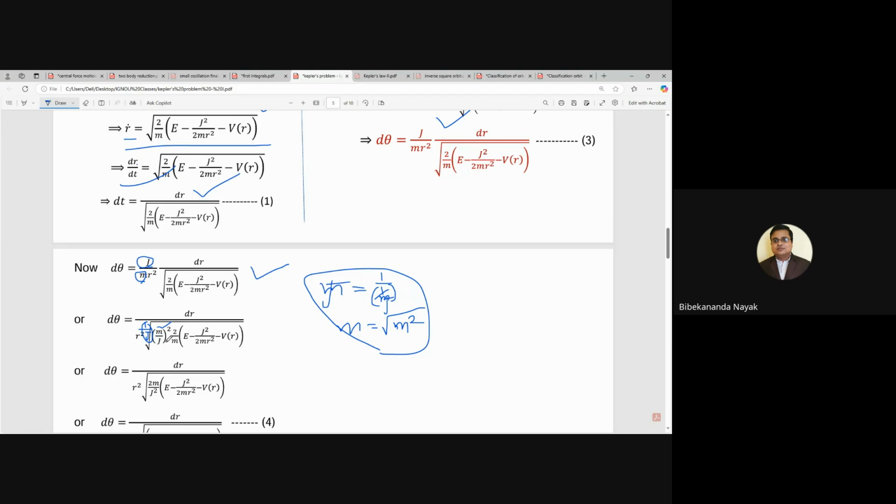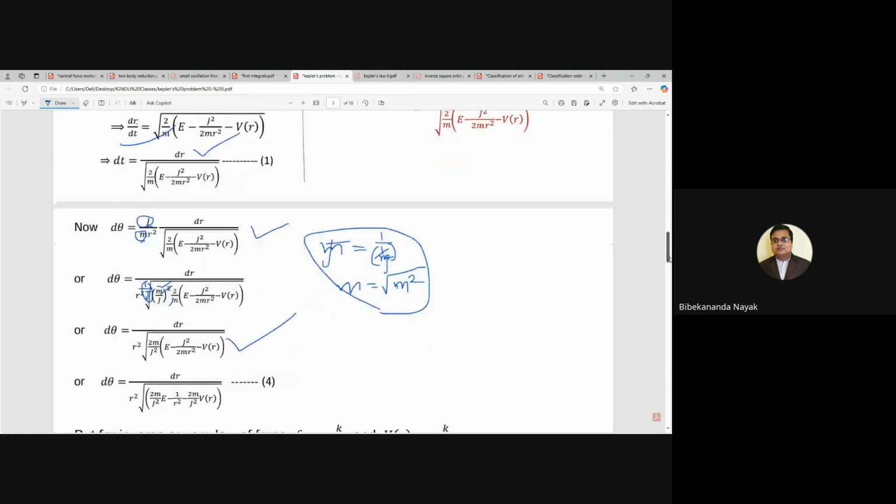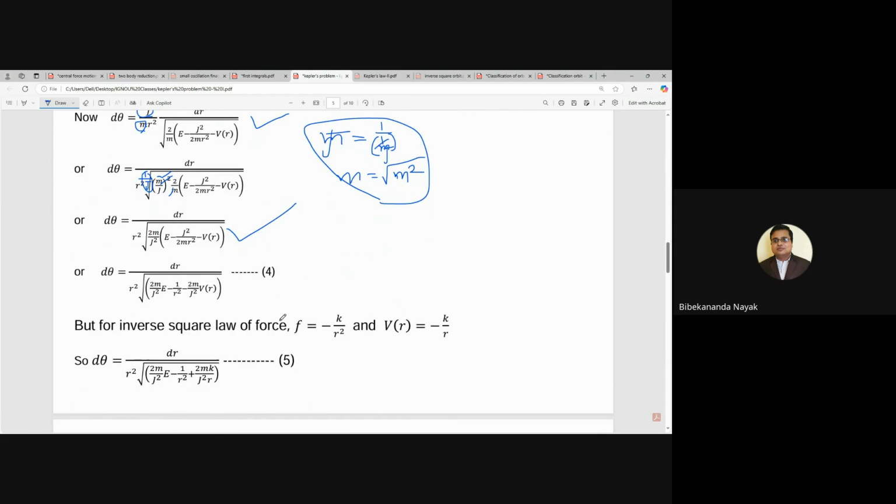Now multiply this inside. So 2m by m, one cancels, giving 2m by j squared into E by this. Now multiplying 2m by j squared with each term, we find this equation: 2m by r squared, 1 by r squared, j squared over er. For the inverse square law of force, the potential is minus k by r. So now we find this equation.